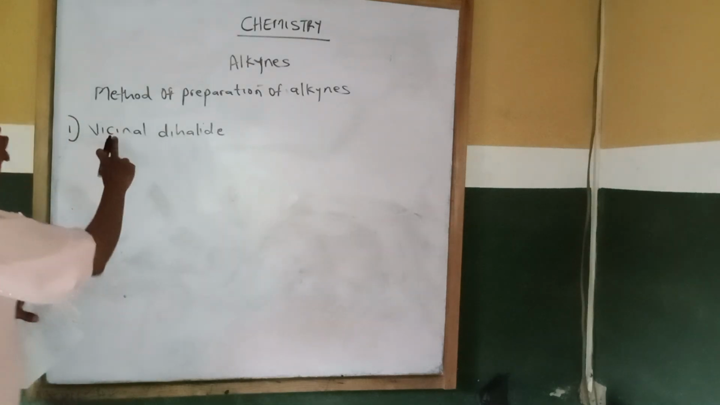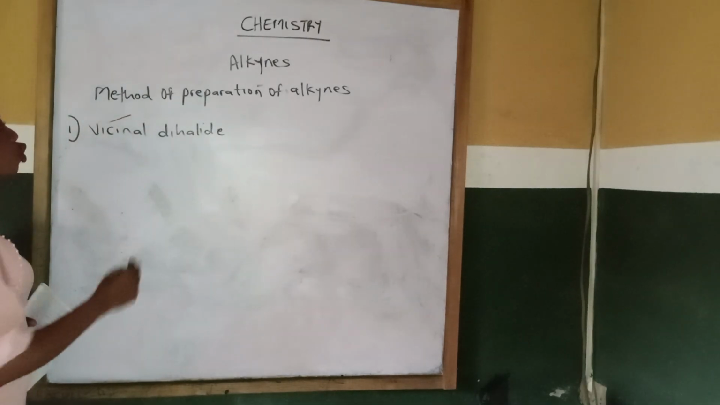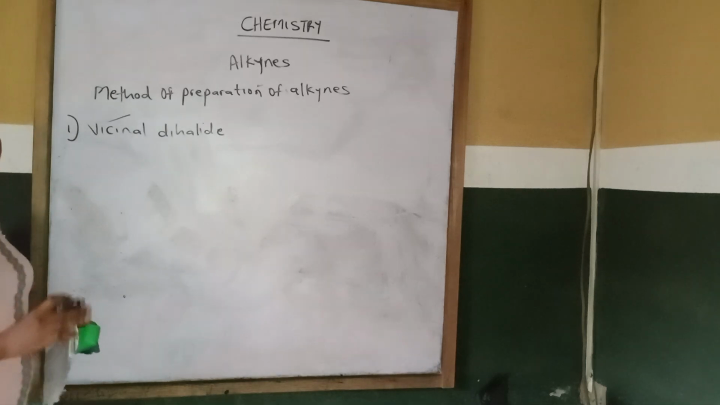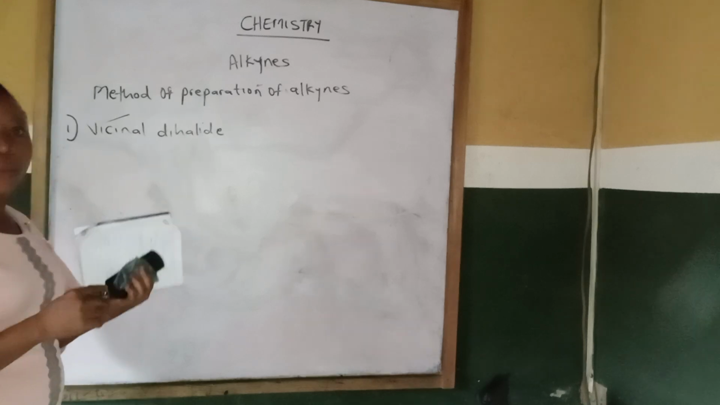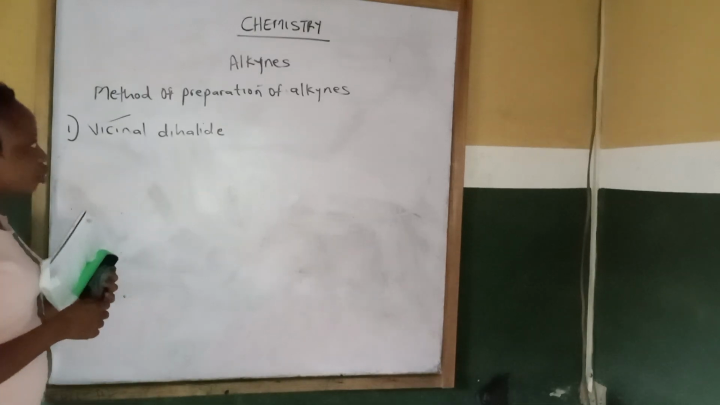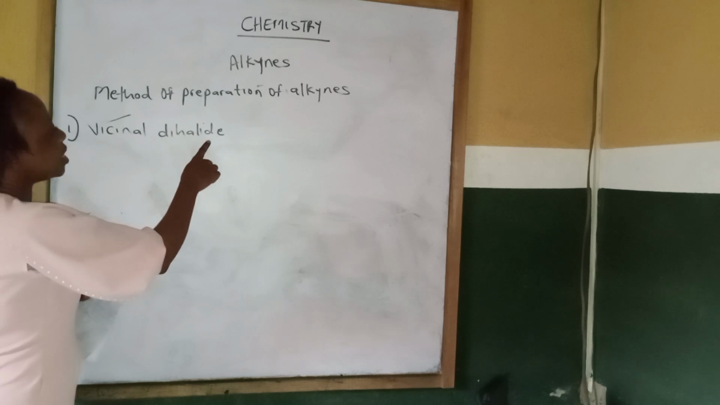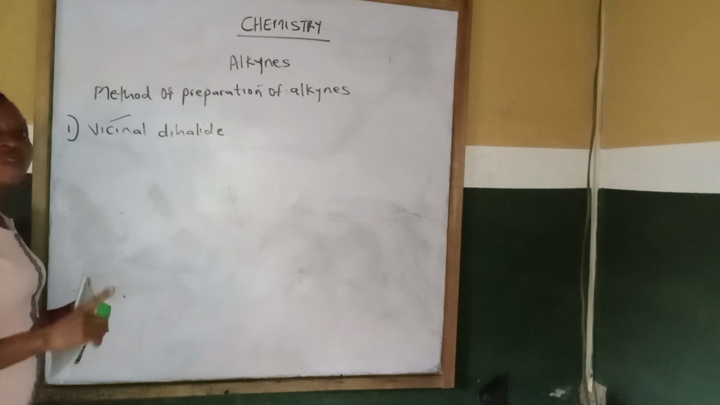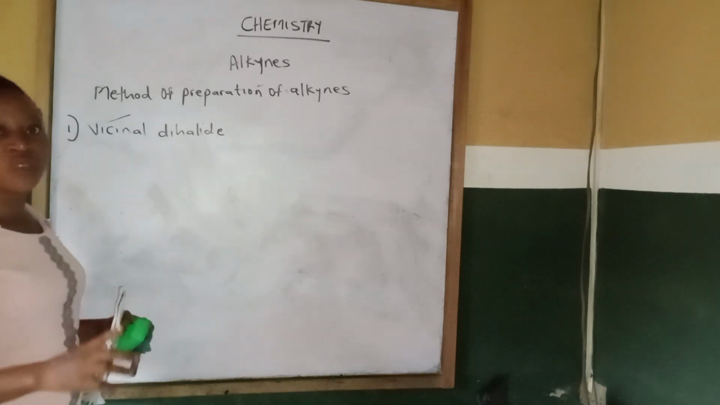So what is the meaning of the word vicinal? Vicinal means when two adjacent carbon atoms contain halogens. Then the meaning of dihalide: a halide is a binary chemical compound of halogen ions.